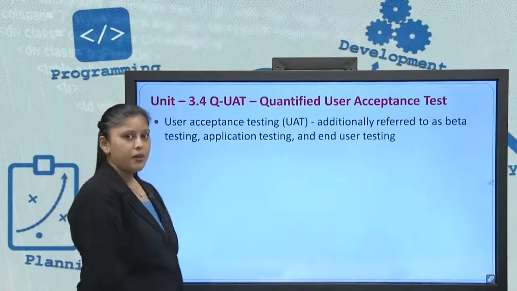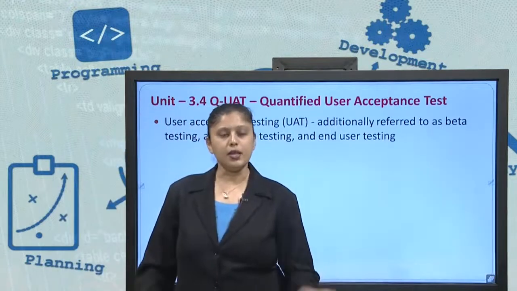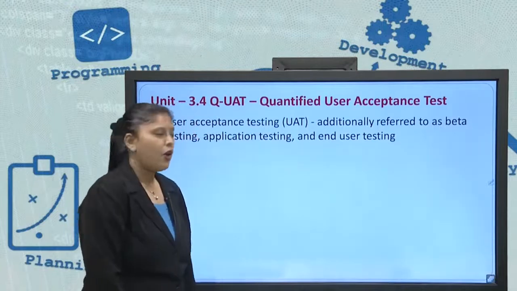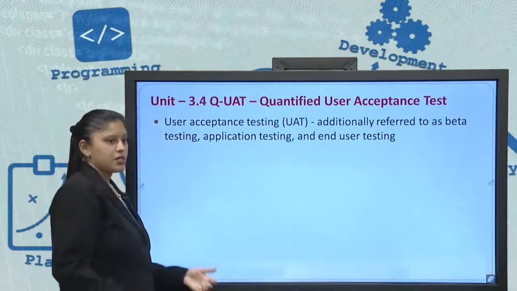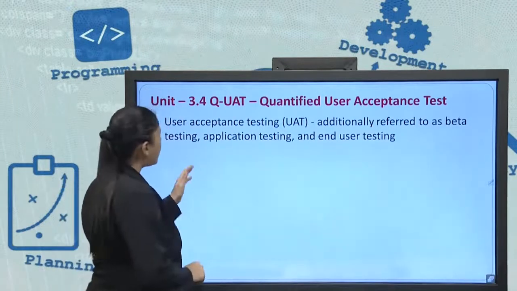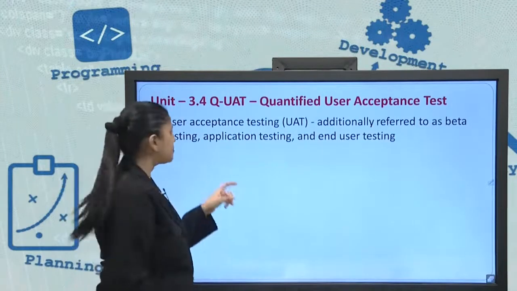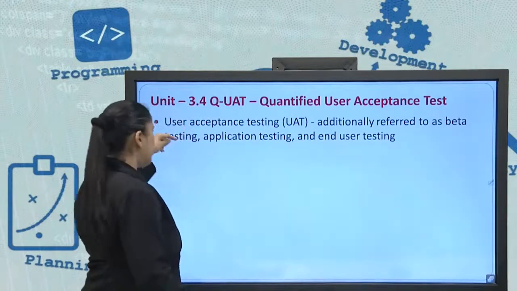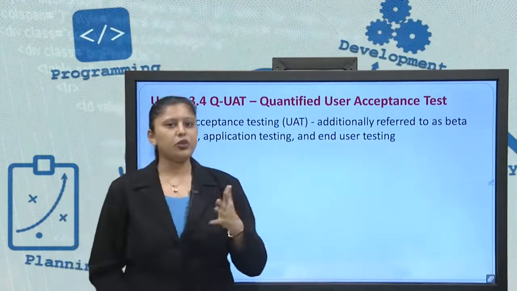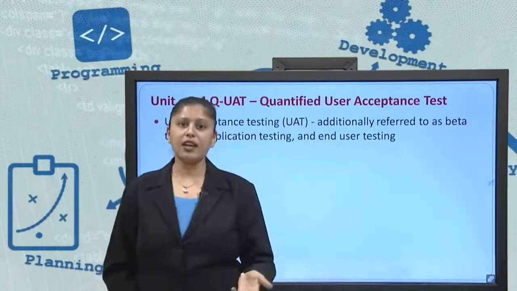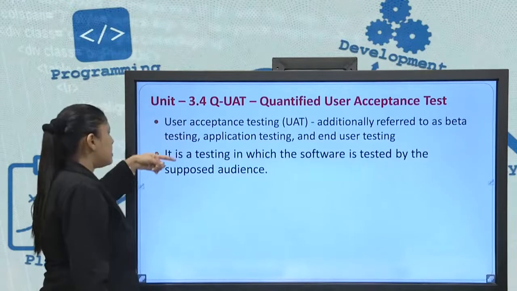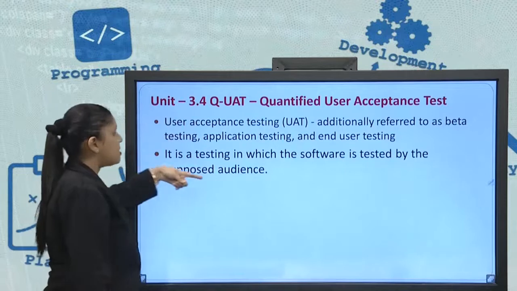Now the next topic is QUAT, which is called quantified user acceptance testing. Now what is quantified user acceptance testing? I would say it as QUAT. User acceptance testing, that is UAT, is additionally referred to as beta testing, application testing and end user testing. I said that it is a kind of beta testing or end user testing, or it is also referred to as acceptance testing. It is a testing in which the software is tested by the supposed audience.